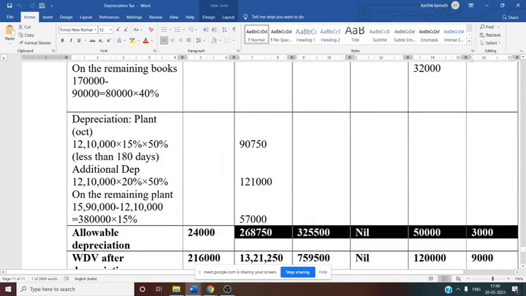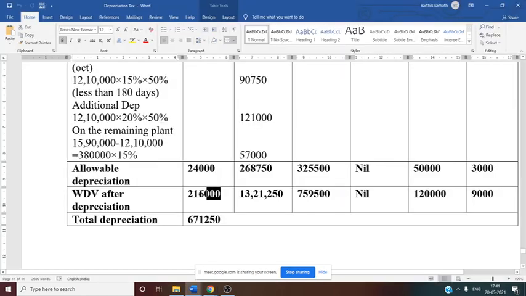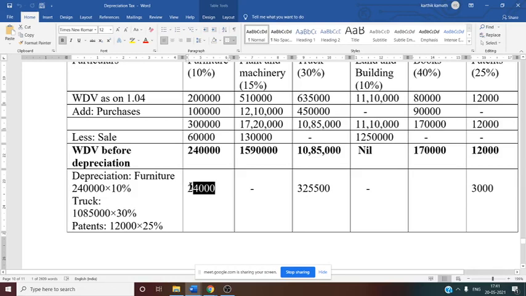What is asked in the question? Written down value. They have not specified whether they want the written down value before depreciation or the written down value after depreciation. So it is better to calculate written down value after depreciation. So what is the formula to calculate the written down value after depreciation? Written down value before depreciation minus depreciation. You will get written down value after depreciation. So let us see now the written down value after depreciation answer. If you see, written down value before depreciation is 2,40,000 minus 24,000. Since there is no other depreciation item for furniture, answer is 2,16,000.